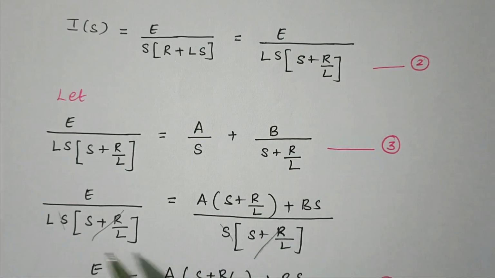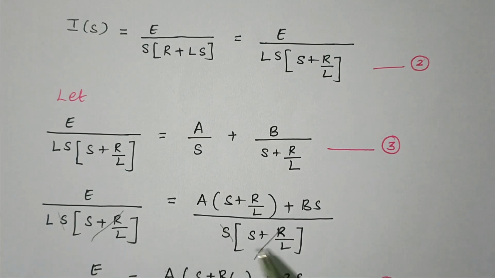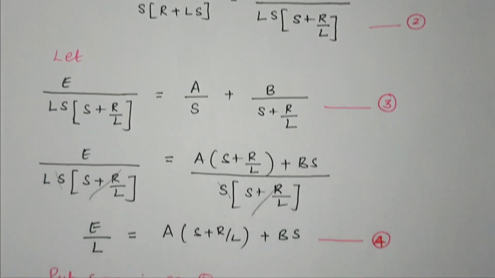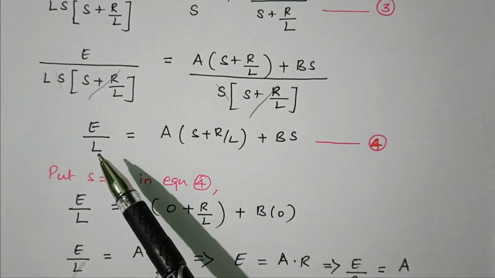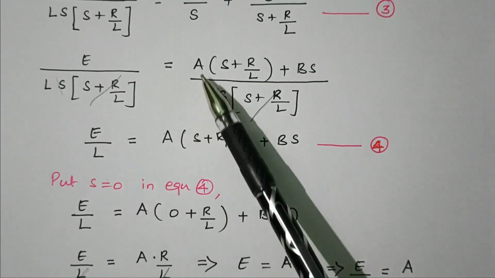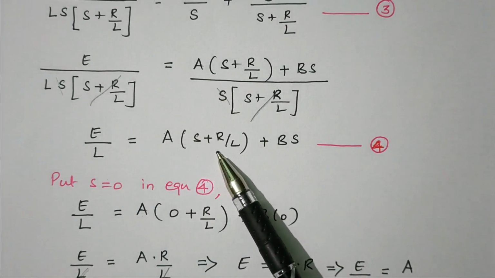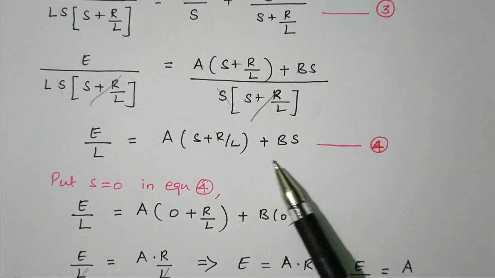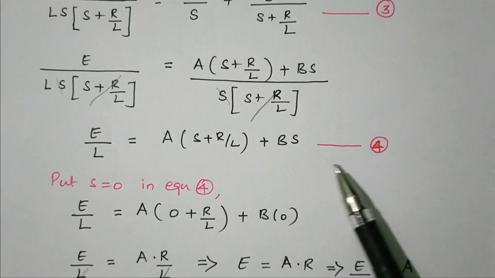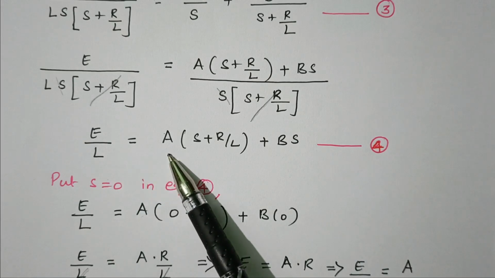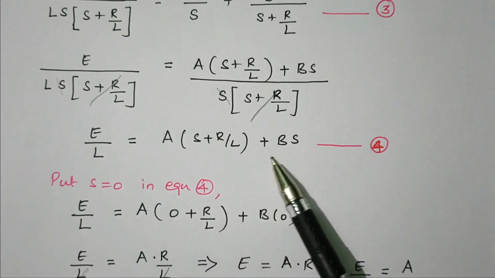Now this S got cancelled. Similarly, S plus R by L is also available on both sides, right? So after cancelling the term, we will see what happened. E by L equals A into S plus R by L plus BS, right? These denominator terms are cancelled. This is equation number 4. E by L equals A of S plus R by L plus BS.